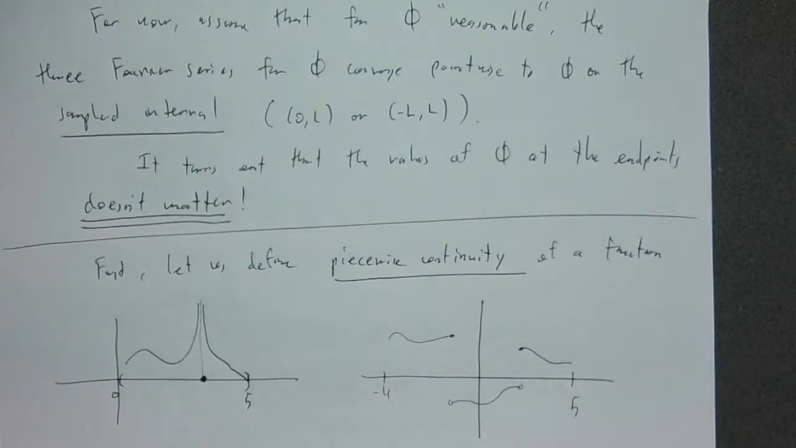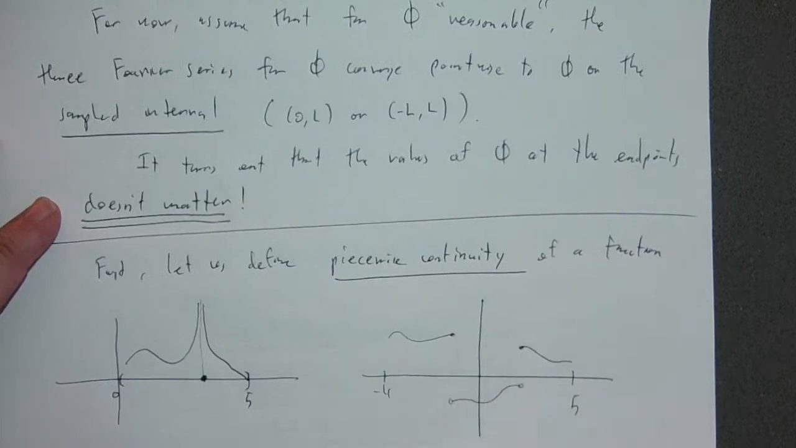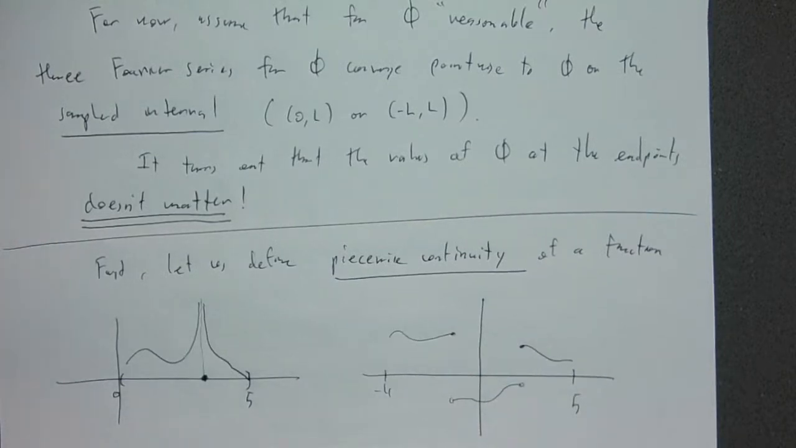So this sort of thing is piecewise continuous. So this piece is continuous, this piece is continuous, this piece is continuous. There's only 3 total pieces, right? There's only 2 discontinuity points. Okay, so let's go back to this.